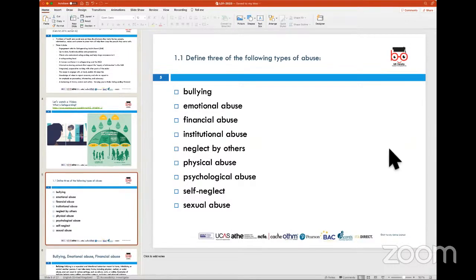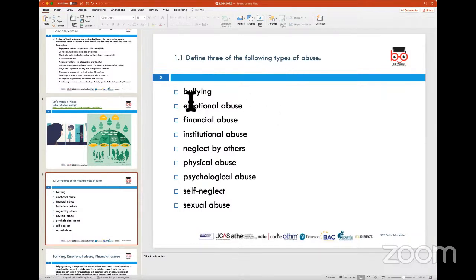Now, the first assessment criteria under the learning outcome talks about defining 3 of the following types of abuse. So in the subsequent slides I've covered all the different types of abuse. Safeguarding has 3 aspects to it, which you will need to remember: harm, neglect, and abuse. The first assessment criteria talks about choosing any 3 of them to describe how an abuse can take place.